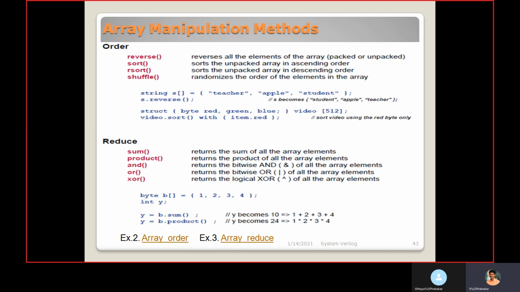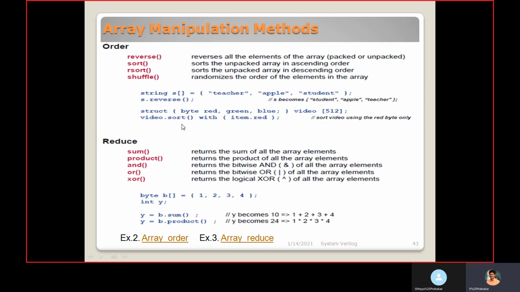Next, ordering methods. Reverse: if you give array dot reverse, automatically it will print in reverse order. In this example, string is a dynamic array. You are assigning some string values to the dynamic array, and with the help of dot reverse, it will print in the reverse order. Student comes first, apple, and then teacher.